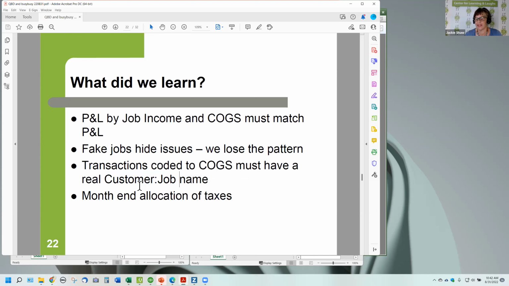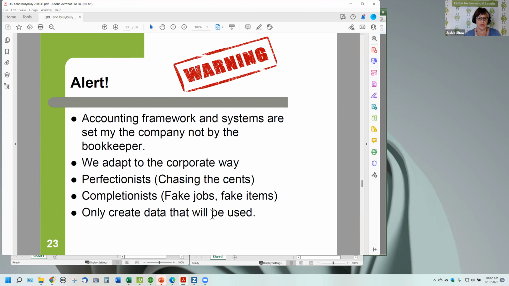And then at month end, you're allocating a few things like payroll taxes, but most of the work should be done for you. You really shouldn't have to do any job cost stuff by hand. It should all be handled for you.